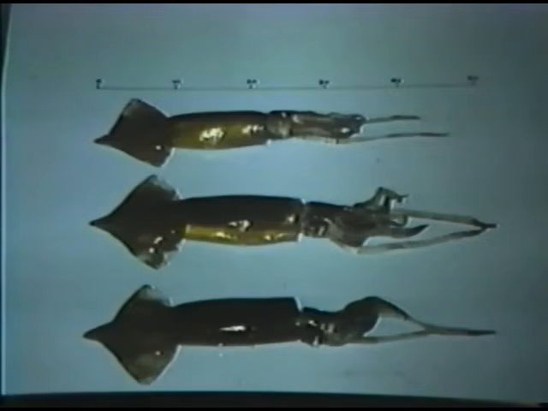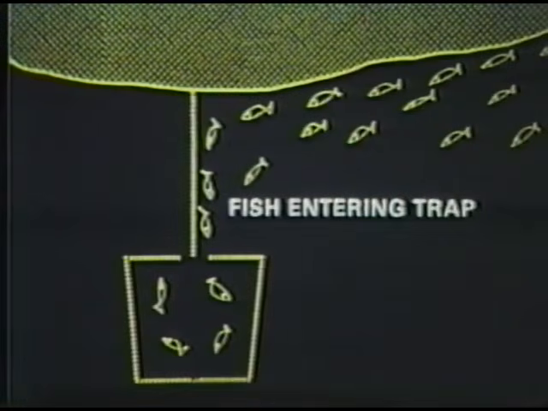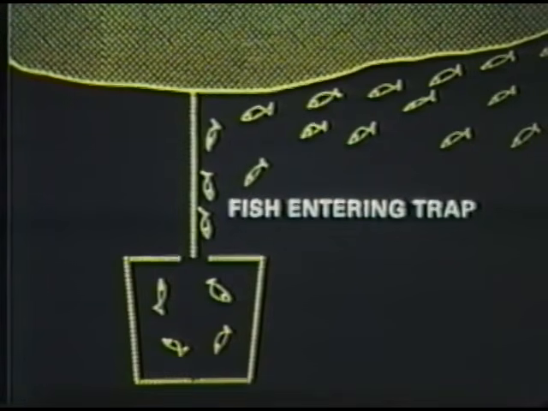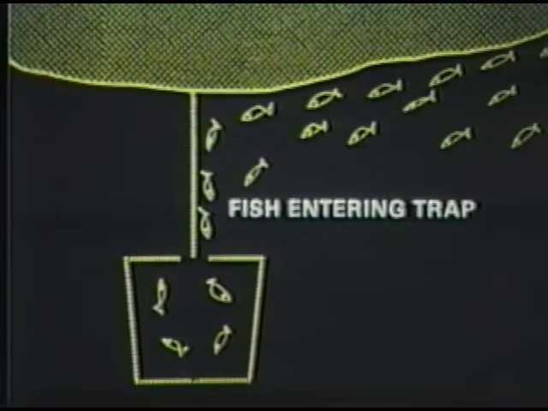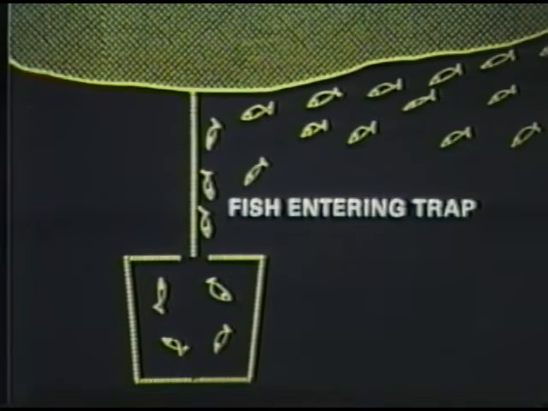The fishing operation of the cod trap is simple. Fish swimming along the shore or nearby rock shoals come up against the leader. Thus diverted, they turn seaward and follow the leader into the trap. Hopefully, they remain until the fishermen come to haul the trap.